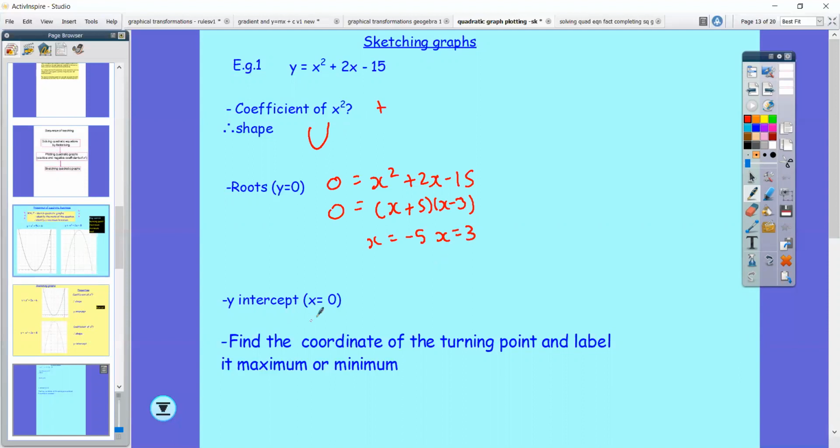Okay. The y-intercept when x equals 0, the easiest one, I think. We're going to get y is equal to -15. And I usually put the coordinates in here with these actually. So I'd say, okay, that gives me (-5, 0) and (3, 0). This would give me (0, -15). And the coordinate of the turning points, label it max and minimum. Now, what I normally do is get them to sketch this at this point and then go from there.